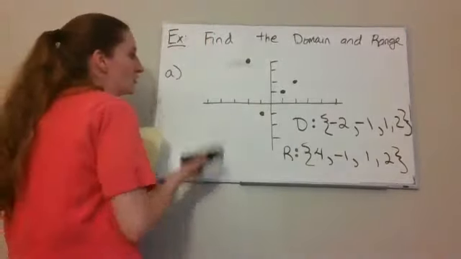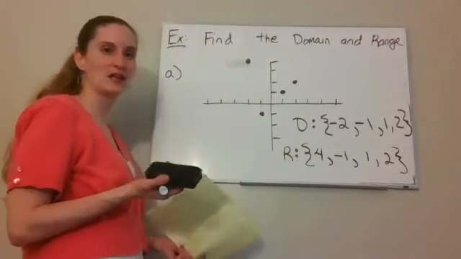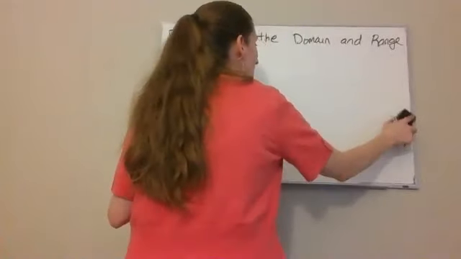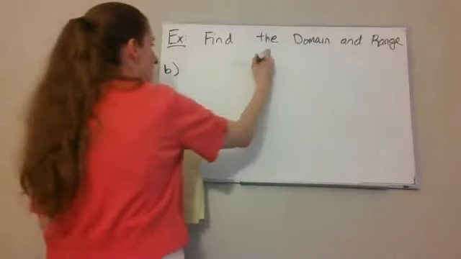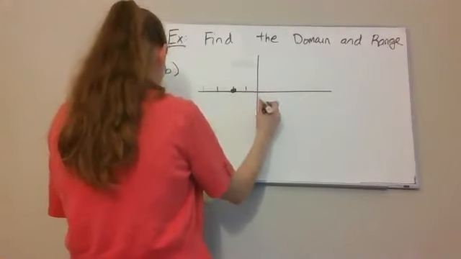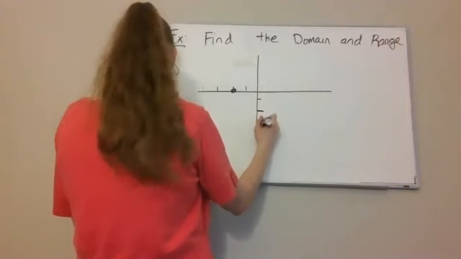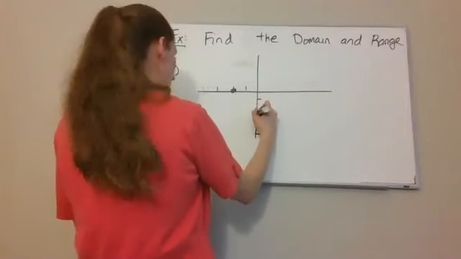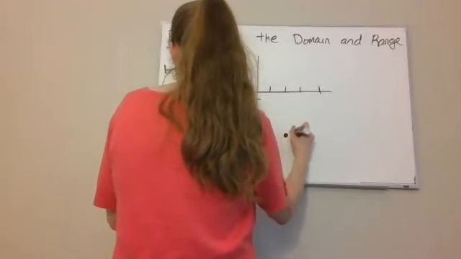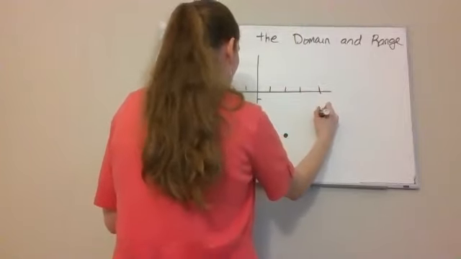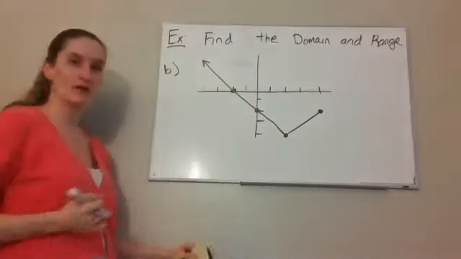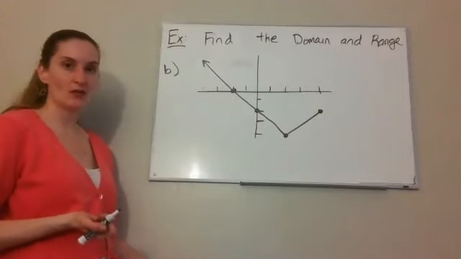But again, we don't always have functions that are just individual points. So sometimes when we're writing the domain and range, we can't just write a list of values. For part B, we're going to have another graph, but we're not going to be able to list out every single value in the domain and range like we just did. So for this graph, let's see here, I have points here, down here, and right about here. So here is my function, and it has an arrow on the end, so it's going on forever in that direction. Let's find our domain and range of this particular function.